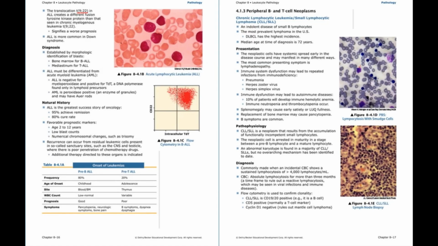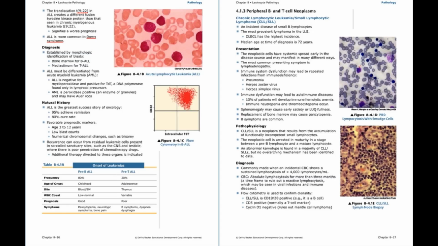Note as well that ALL is more common in Down syndrome. Down syndrome is a very important disease, and it's well worth going through and noting all the complications that are associated with it because they're very testable. ALL is one, the endocardial cushion defects in the heart is another, and the early development of Alzheimer's would be a third. So how do we diagnose ALL?